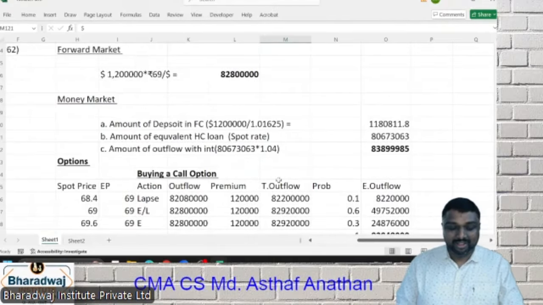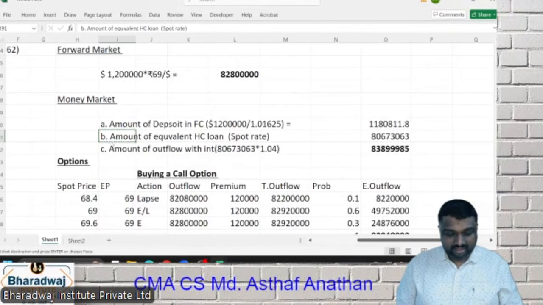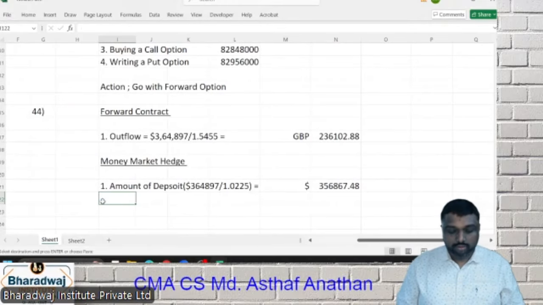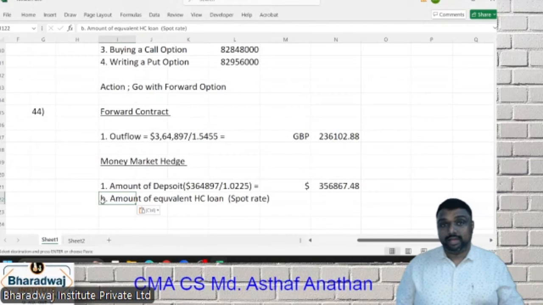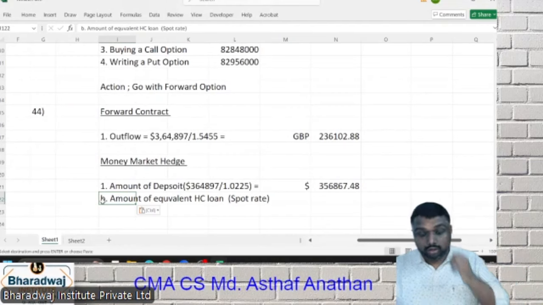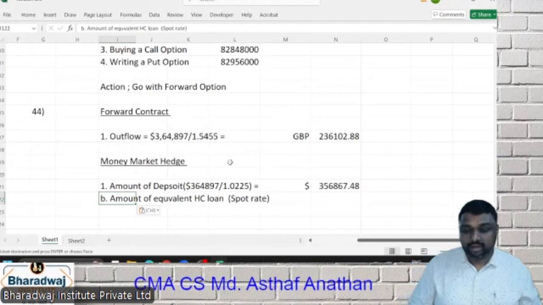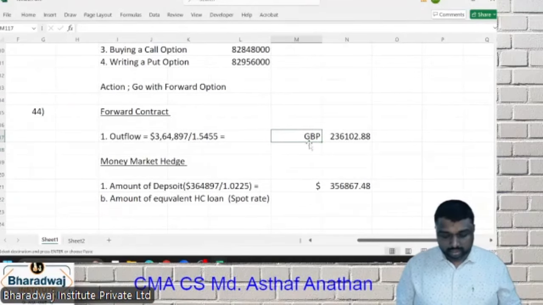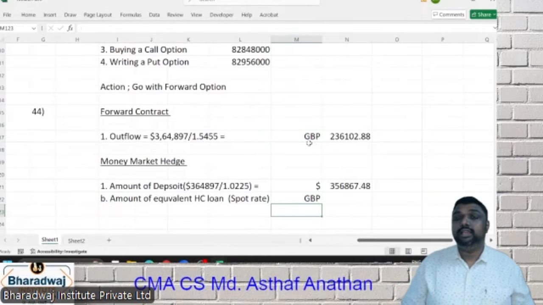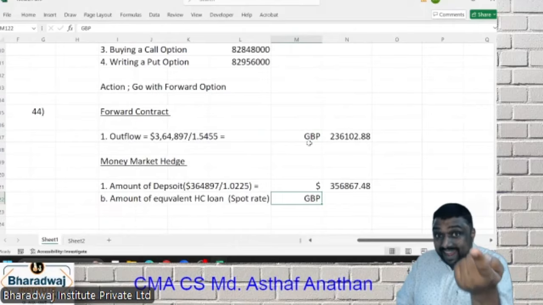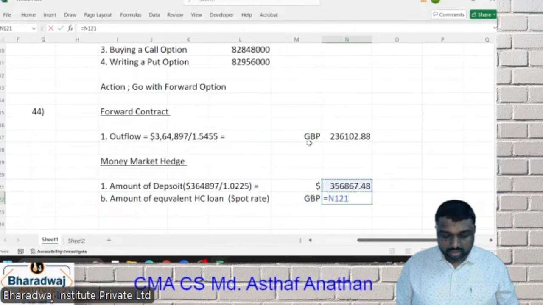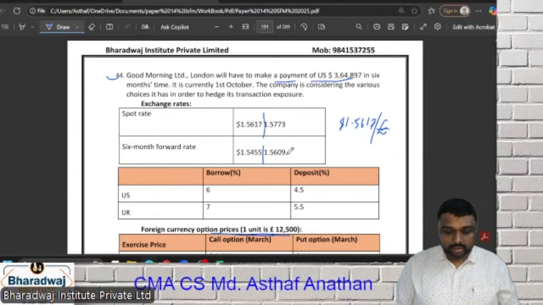I don't want you to make much effort. So amount of equivalent home currency loan. If you want to make deposits, you have to take a loan. So obviously, what is relevant? A spot rate is relevant. So you'll go with the GBP conversion. So GBP, how you will convert? See, we know obviously it is an ask rate, but it is an indirect quote. So 1 divided by bid rate.